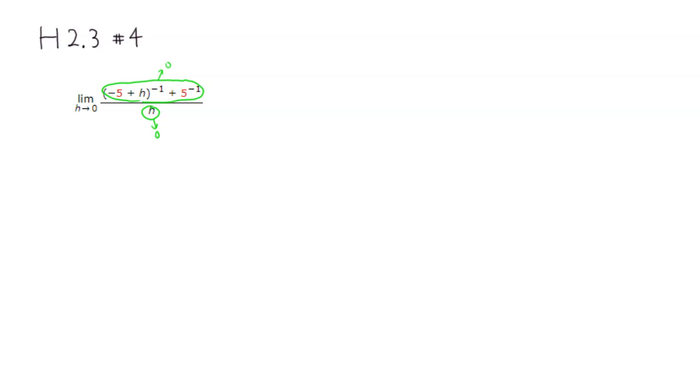Before we do anything, I'm going to rewrite it because I don't like this negative 1 power. So I'm going to write it in fraction form. You have the limit as h approaches 0. Negative 1 power would be 1 over negative 5 plus h, and then plus 1 over 5, and then all over h.